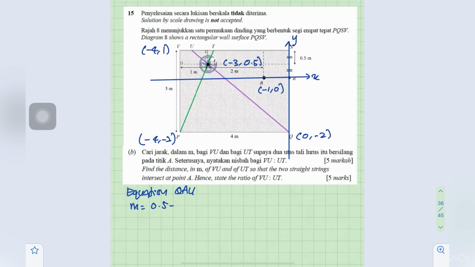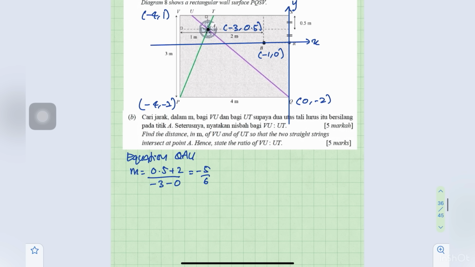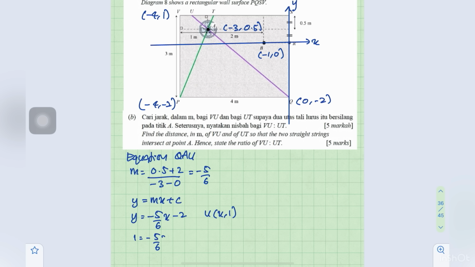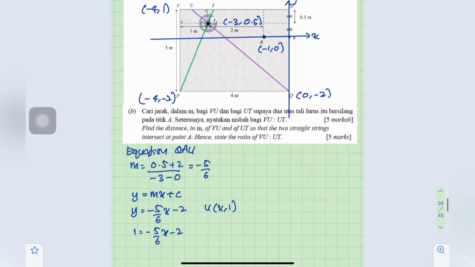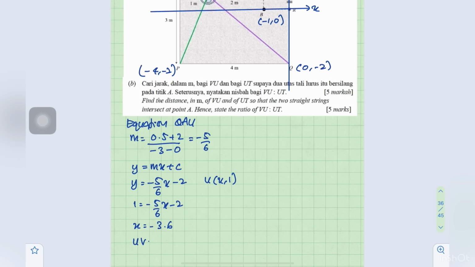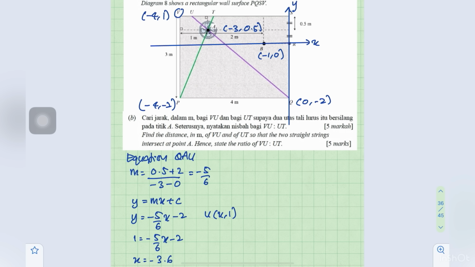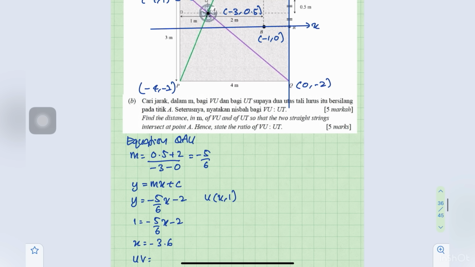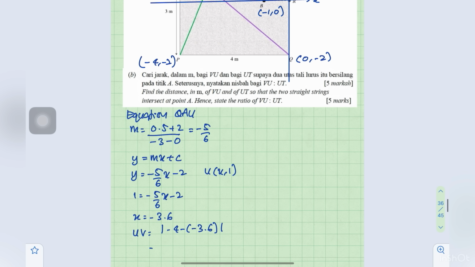Find the gradient first. Y2 minus Y1, so 0.5 minus negative 2, plus 2, over negative 3 minus 0. So negative 5 over 6. Equation of straight line, y equals mx plus c. So y equals negative 5 over 6 x minus 2, because we already know the y intercept. So U: x is unknown, y is 1. We substitute 1 here, so 1 equals negative 5 over 6 x minus 2. So we get x equals negative 3.6. Then we can find VU. The distance is negative 4 minus negative 3.6, with modulus because the distance is always positive. So 0.4.